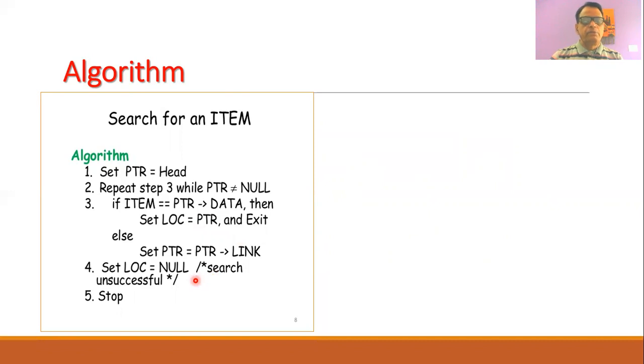And then in step number 4, we will set the location equal to null. So it will indicate that the search is unsuccessful. That is, if we are not able to exit from the loop on a match, then it means that the search is unsuccessful and the element is not present in the linked list.